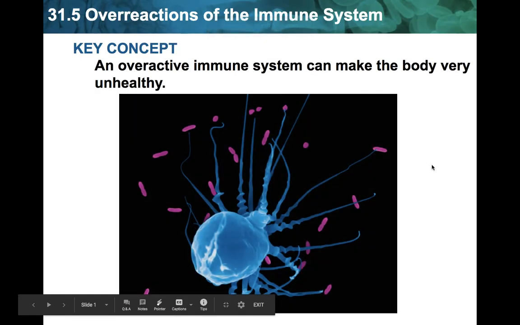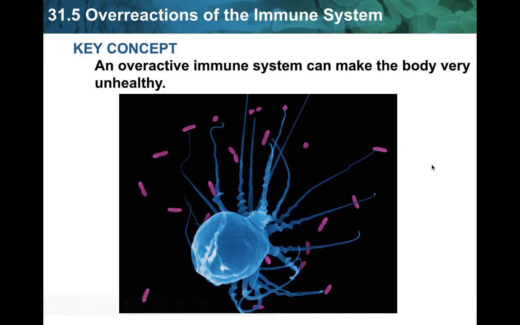An overactive immune system, though, can make the body very unhealthy. So I'll give you a very minor example of myself. I had an overactive immune system when it came to allergies one year. The pollen was horrible this year, and it lasted for months. Just one of my eyes, I don't remember if it was my left or my right, was watering all the time, nonstop.